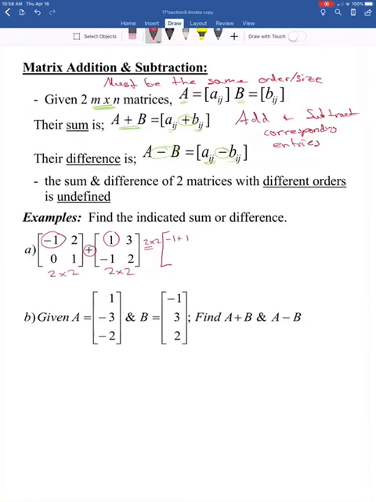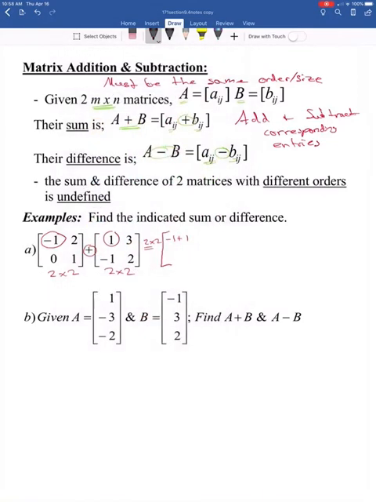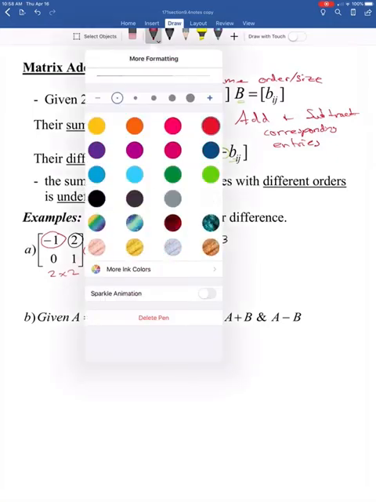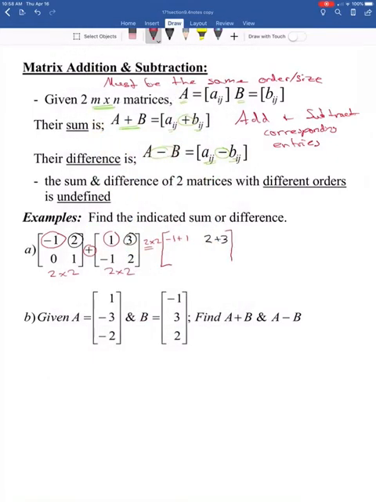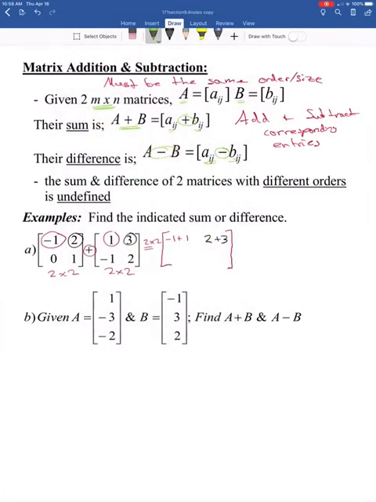And then as we go to our next entry, right, we can go to row 1, column 2. We've got a 2 and a 3. We would add those up, right? We need to add up those entries. And that would be our last entry in that row, right? Because it's only a 2-row, 2-column matrix, got 2 columns to it.